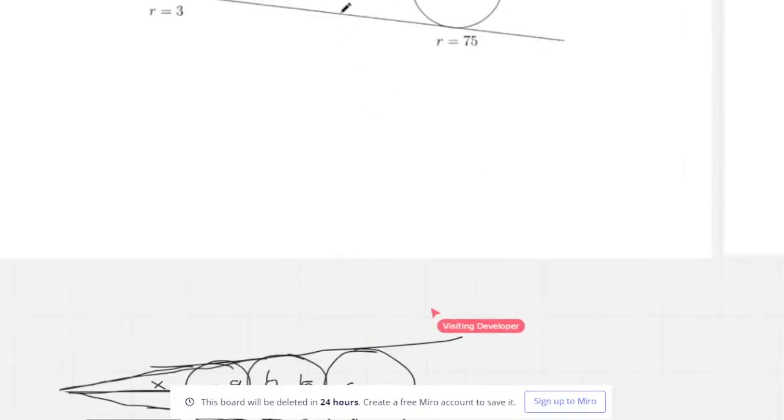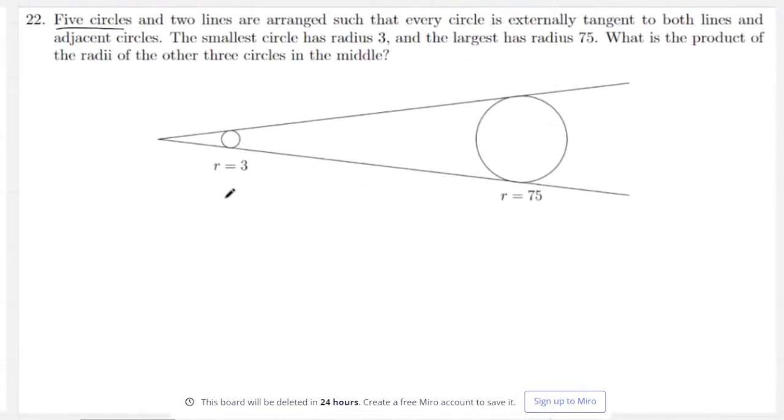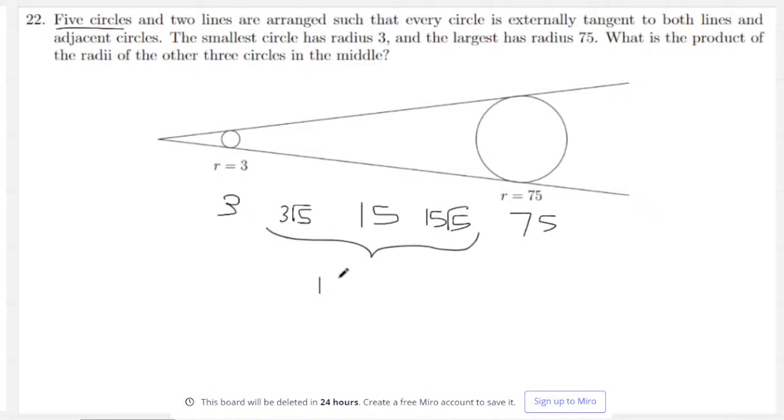If on one end we have 3 and on the other end we have 75, then the center must have a radius of, it's 25, it should be 15. Oh, sorry, yes, it should be 15. And so here is 3 root 5, and here is 15 root 5. And so this is our geometric series. And so the product of these, of course, then is 15 times 3 times 15 times 5, or 15 cubed, which is 3375.